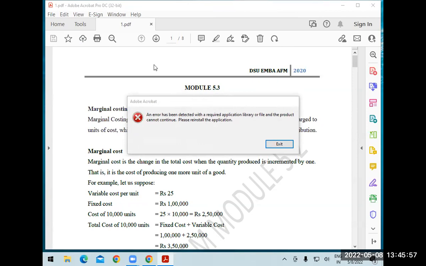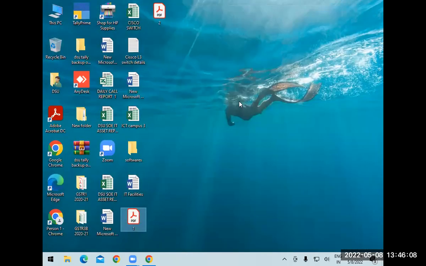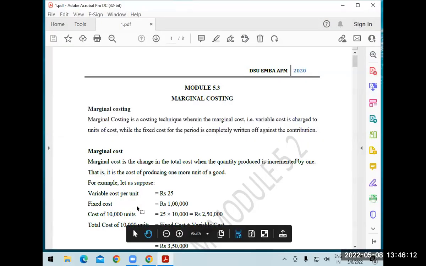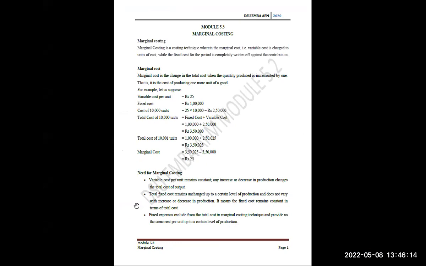Now you are able to hear me, no? Yes, sir. Good. Okay. You are able to see the screen? Yes. The file I am sharing with you, PDF file. Yes, sir. Marginal costing. Thank you, sir.